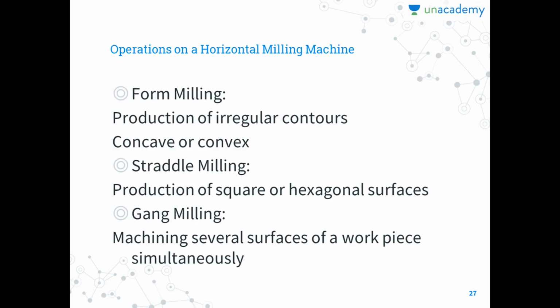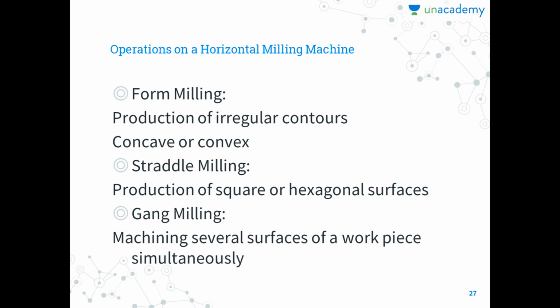Then you have something called form milling. Form milling is a process which is used to produce irregular contours like concave, convex or any desired shaped grooves or edges using a suitable form cutter, which is a milling cutter.